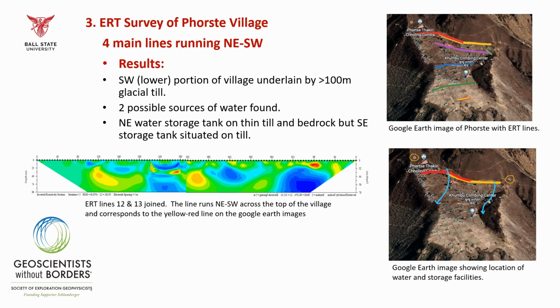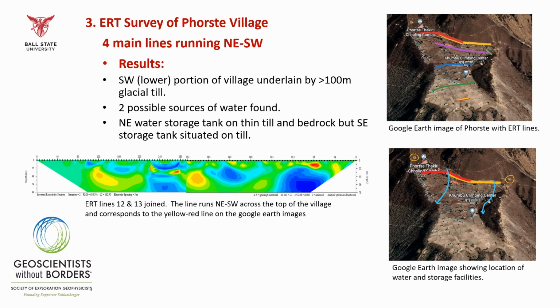Secondly, one of our lines showed that the bottom part of the village had multiple shallow flow paths but no deep reservoir. One of the newly built water storage facilities is close to bedrock, which makes it fairly stable during an earthquake, but the second tank is built almost entirely on glacial till, well, entirely on glacial till.